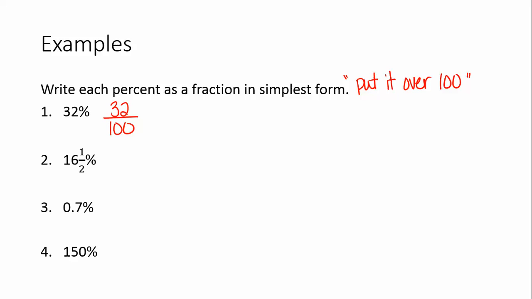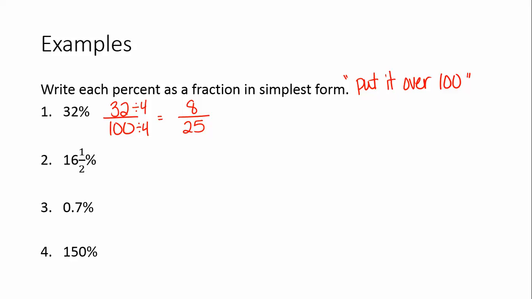So 32 and 100, they're both divisible by 2 since they're even, but they are also both divisible by 4. You can start with 2, it just means you're going to have to reduce an additional time. But 32, 4 goes into 32 8 times, and 4 goes into 100 25 times. And that is simplest form. So 32% is equivalent to 8/25.